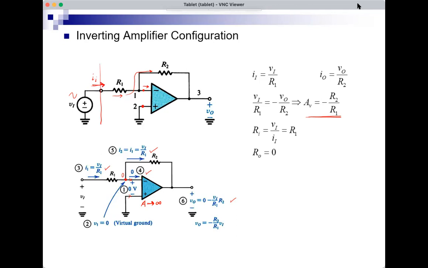And if you calculate the output resistance, because this is assumed ideal, the output resistance for the whole thing also would be 0. When the output resistance is 0, it means that the output voltage is not affected by whatever load you connect at the output. So this is the inverting amplifier configuration.